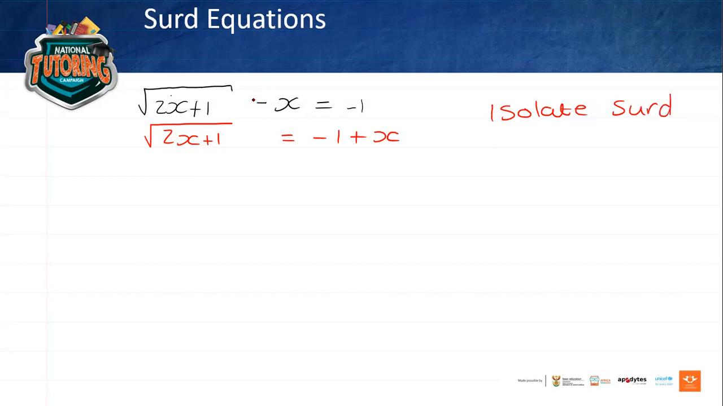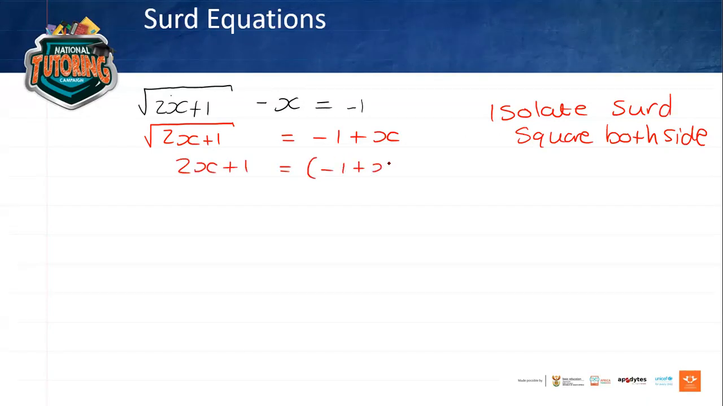Once I've got the surd, the square root, by itself on one side of the equation, I square both sides of the equation. So if I square a surd, square a square root, I'm going to just get 2x plus 1. And on this side, I need to square this binomial.